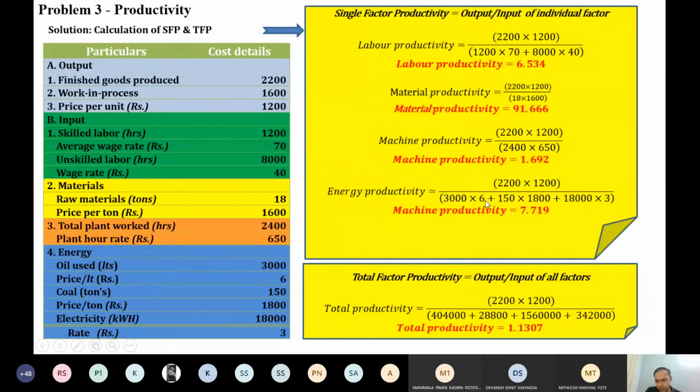After calculating this, I have found the total productivity as 1.1307. The only difference is that in total productivity, we consider all the input parameters and output parameters: output divided by all input parameters, or all input factors. In this case, the data set is available for 4 factors, so we have included only 4 values. Sometimes they may give us miscellaneous expenses or other overheads. If they give that data also, we can consider it. I think you are able to understand how to calculate total factor productivity.